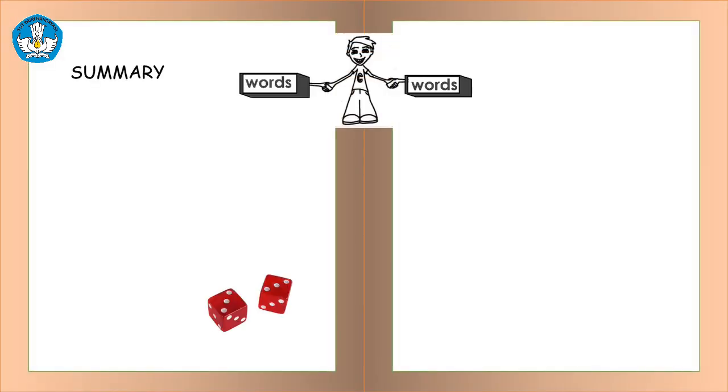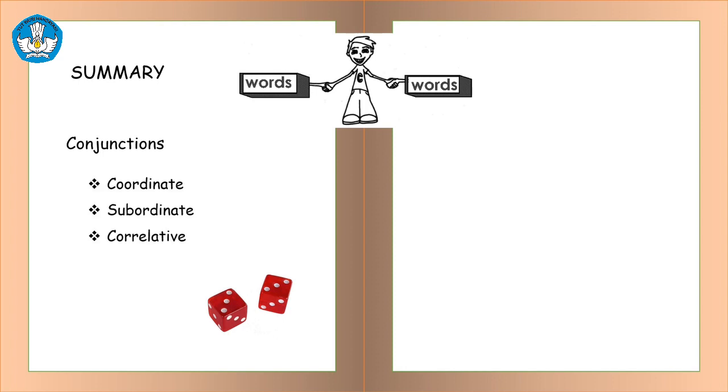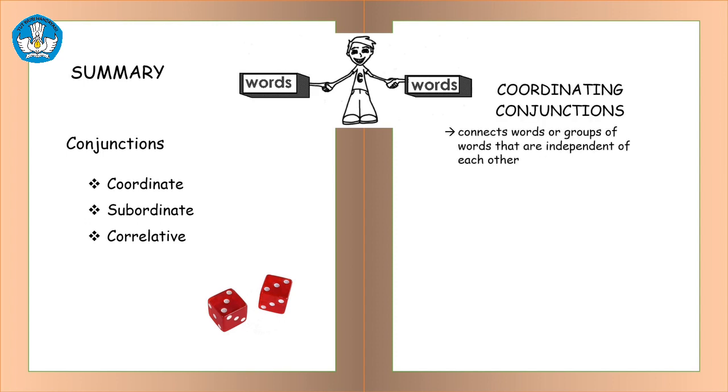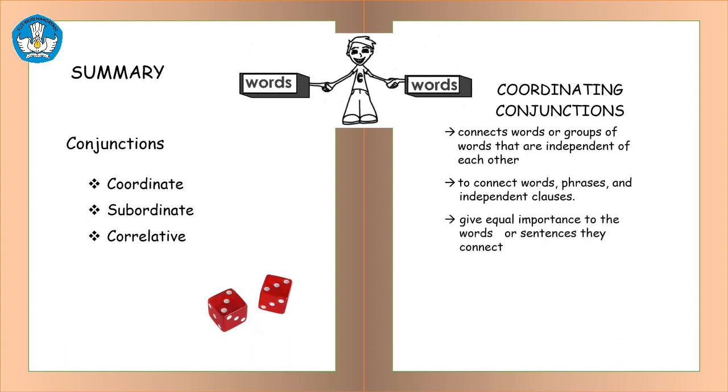As we know, conjunctions are some of the most widely used words in the English language. There are three kinds of conjunctions that we have to remember: coordinating, subordinating, correlative. Coordinating conjunctions connect words or groups of words that are independent of each other. In a simple way, they connect words, phrases, and independent clauses. Coordinating conjunctions give equal importance to the words or sentences they connect.